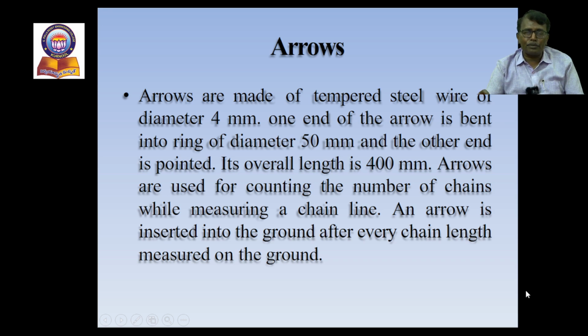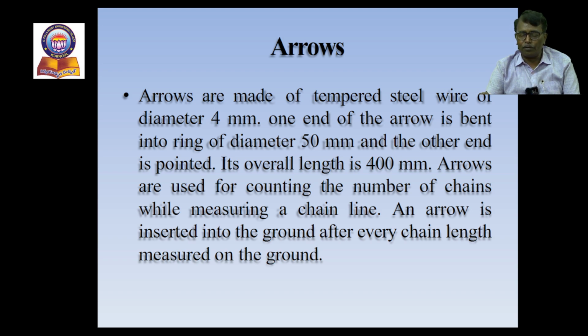Next instrument is arrows. Arrows are made up of tempered steel wire of diameter 4 mm. One end of the arrow is bent into a ring of diameter 50 mm and the other end is pointed. Its overall length is 400 mm. Arrows are used for counting the number of chains while measuring a chain line. An arrow is inserted into the ground after every chain length measured on the ground.